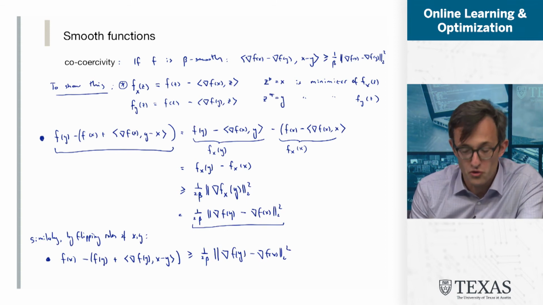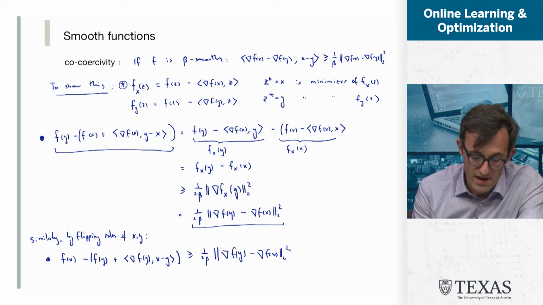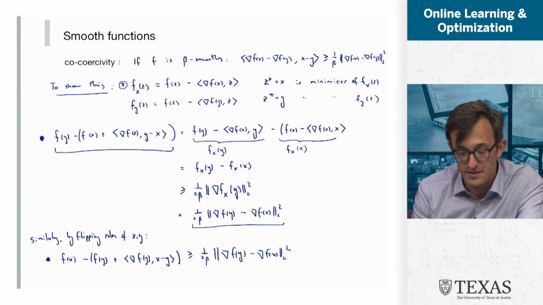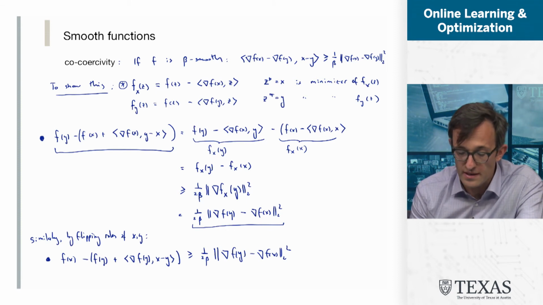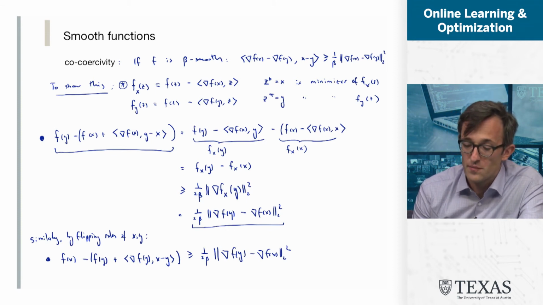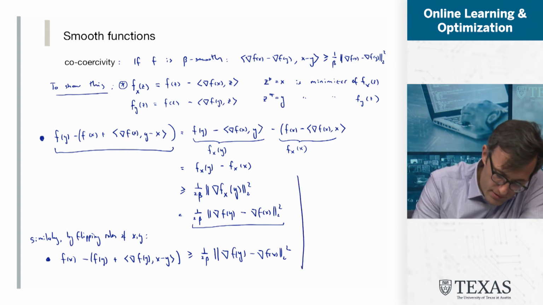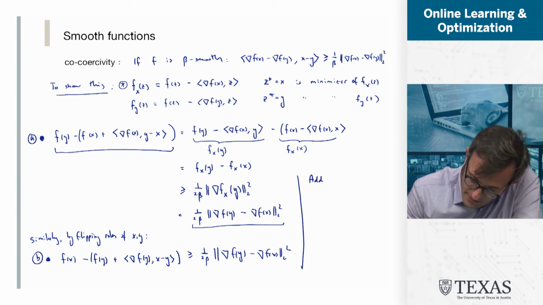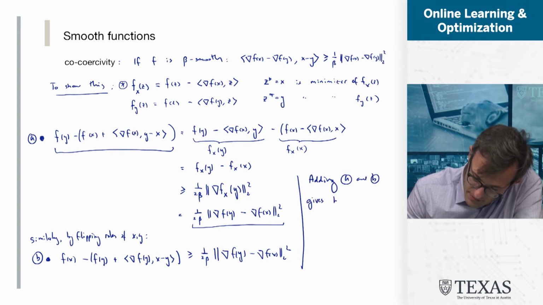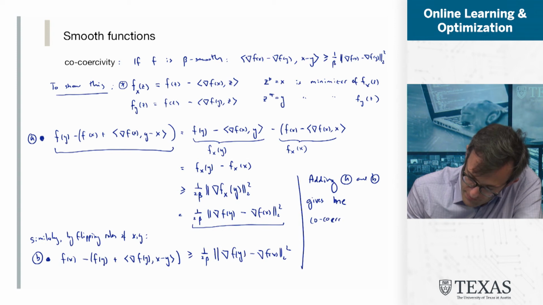And if we add these two terms, what's going to happen? The f of x and f of y are going to cancel because they have opposite signs, and I'll have exactly the relationship I need for co-coercivity. So let me call this A, let me call this B. Adding A and B gives me co-coercivity.